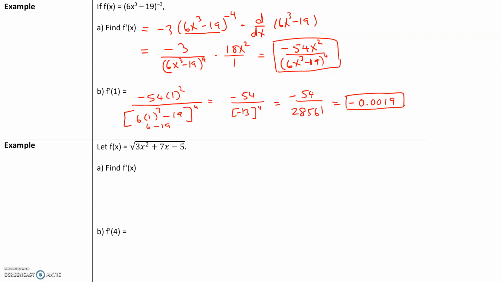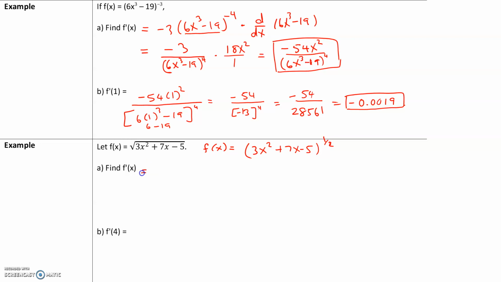Okay, next example. We've got f of x equals the square root of 3x squared plus 7x minus 5. We want to find f prime of x. First of all, we're going to rewrite f of x. We're going to rewrite this as 3x to the 2nd power plus 7x minus 5, raised to the 1/2. Okay, remember the rules for derivatives. Any radical form needs to be written as a rational exponent.